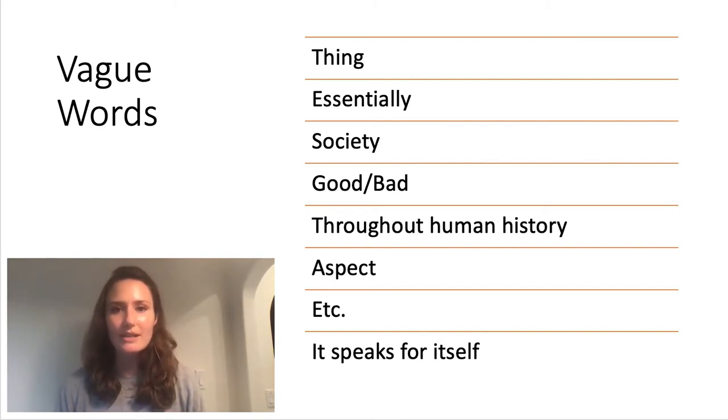Avoid vague words. Thing, essentially, society, good or bad, throughout human history, aspect, factor, etc., and it speaks for itself. All of these words are way too vague in general to have any real meaning. Thing, you can almost always replace that with something more precise, unless, of course, you're trying to call attention to the generality there. Good and bad, those words basically are meaningless at this point. You can be much more precise.